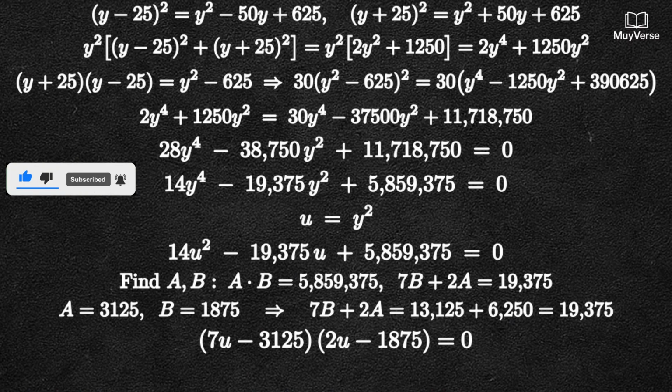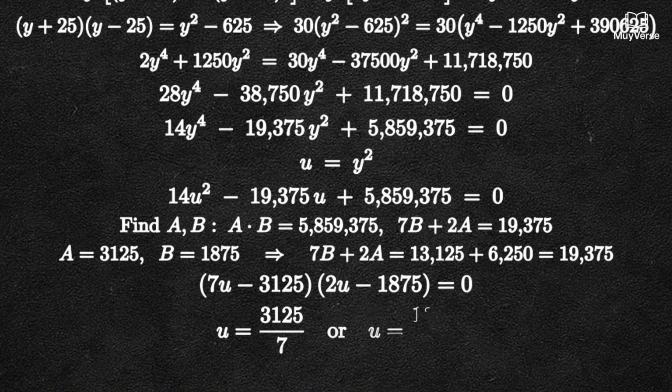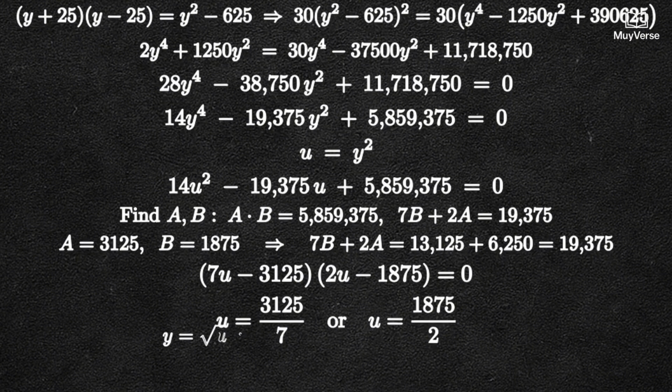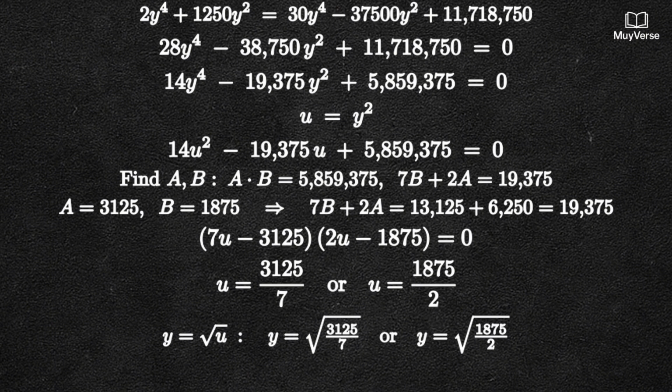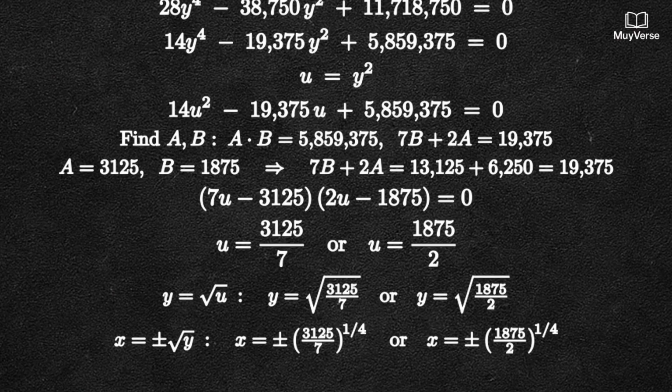Step 6. Solve the factors. 7u minus 3,125 equals 0 gives u equals 3,125 over 7. 2u minus 1,875 equals 0 gives u equals 1,875 over 2. Recall u equals y squared. So y equals the positive square root of u, because y equals x squared is non-negative. Then x squared equals y, so x equals plus or minus the square root of y. This yields 4 real solutions.